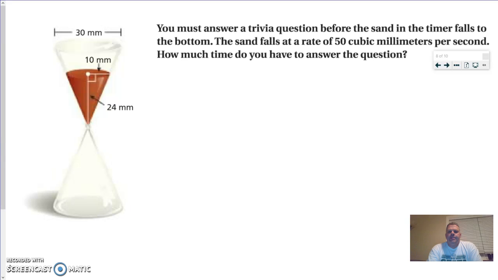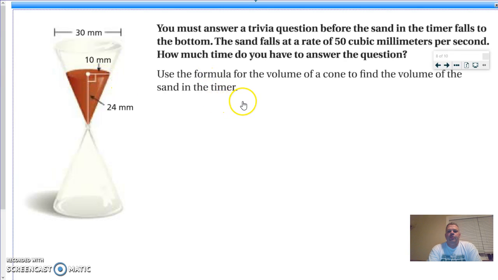Our next problem is the first in our application problems. You must answer a trivia question before the sand timer falls to the bottom. The sand falls at a rate of 50 cubic millimeters per second. How much time do you have to answer the question? The first thing that we must know is how much sand is in the timer. So we need to find the volume of a cone.